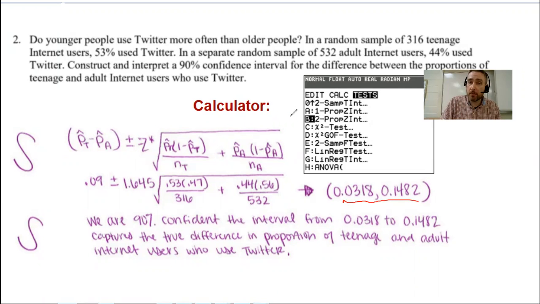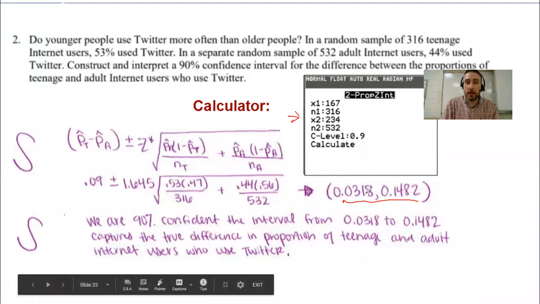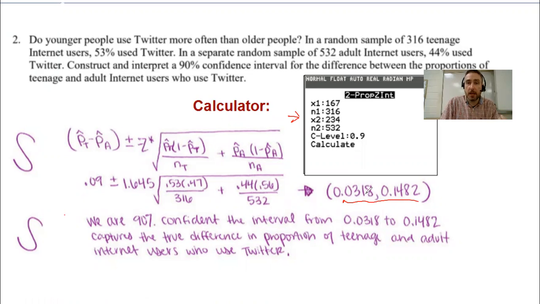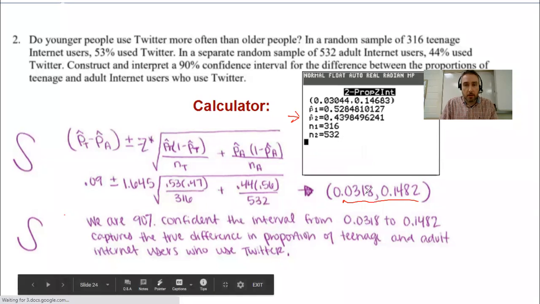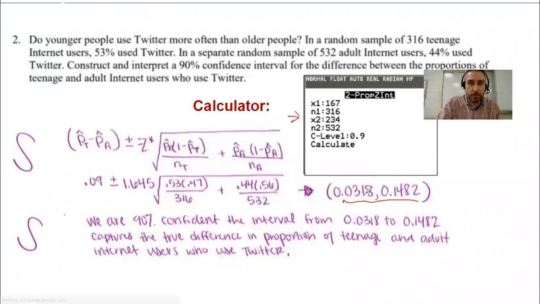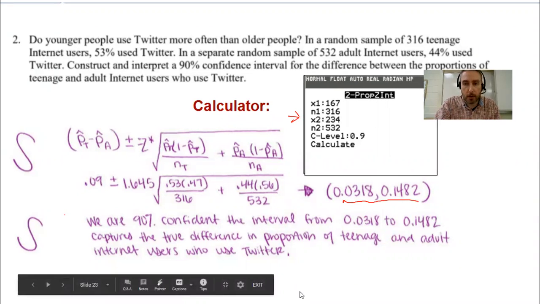I go to your stat menu, go down to option B, 2 prop Z interval. And then you're going to run that interval by putting your large counts in. 167 is what you get when you multiply 53% times 316. Now I had to round it because if you actually look at my calculator here, I'll show you. Hold on. Let me pause this for a second.